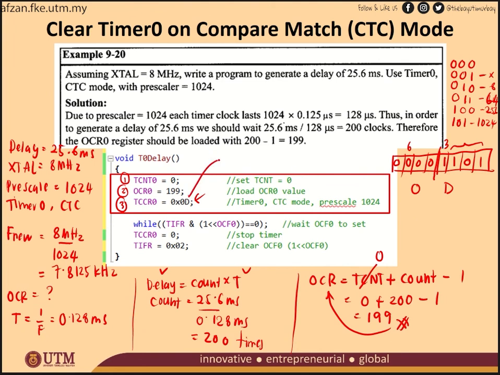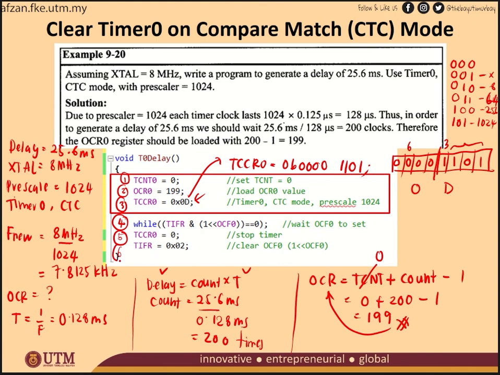Okay, if you don't want to write in hexa, you can always write in binary. TCCR0 equal to 0b00001101. Okay. Next, step number 4, you're going to monitor your OCF0 flag. Why OCF0? Because you're going to use the compare match on the timer 0. So while TIFR and with 1 to your OCF0 is equal to 0? If yes, it will keep monitoring. If not, then you exit the while loop and stop your timer, okay, by putting 0 to your TCCR0.